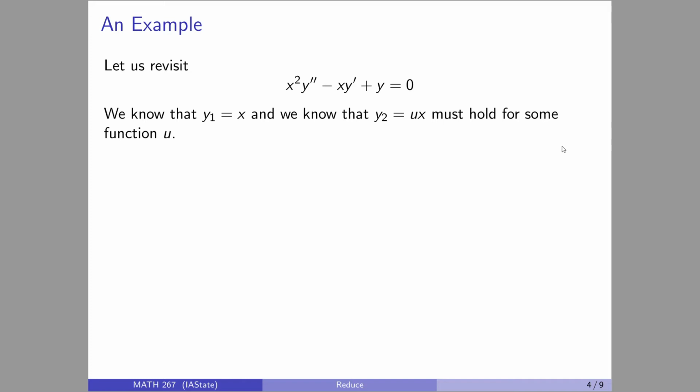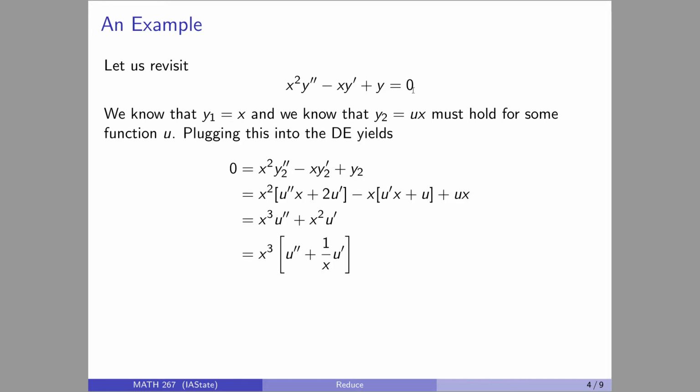So we just got to figure out what that function is. Now, how can we do that? Well, y sub 2 satisfies the differential equation, so let's plug it in. All right. So we know that 0 has to be x squared times y sub 2 double prime, minus x times y sub 2 prime, plus y sub 2. We know y sub 2 is u times x, so plug that in.